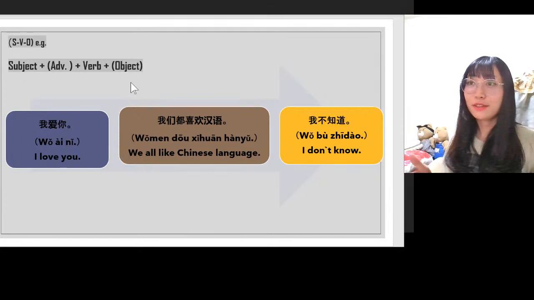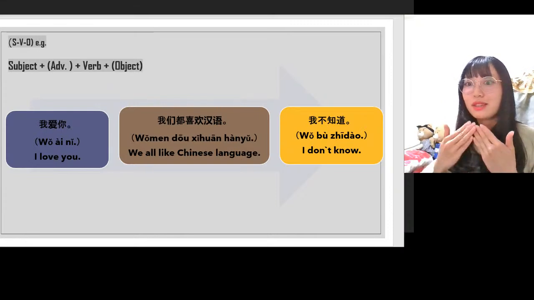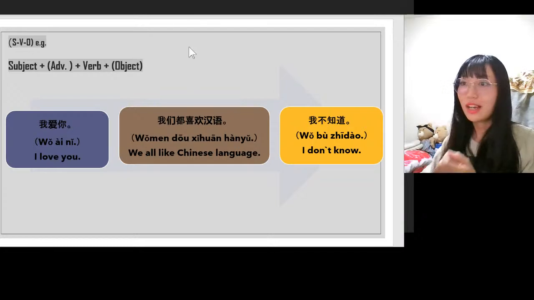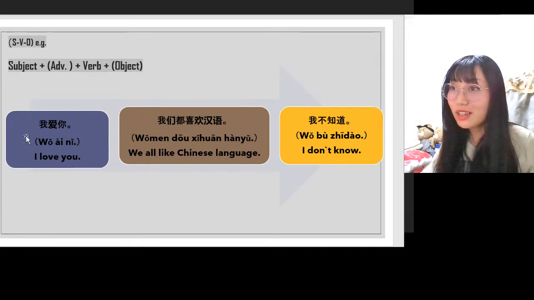I love you in Chinese. So I just told you, Chinese is SVO. S means subject, V is the verb, O is the object. So when you want to speak normal Chinese, it's like English. I love you. So I is a subject, love is the verb, you is the object. So in Chinese, we say I love you. It's the same order. So 我 means I, 爱 means love, 你 means you. So I love you. In Chinese, it's 我爱你.